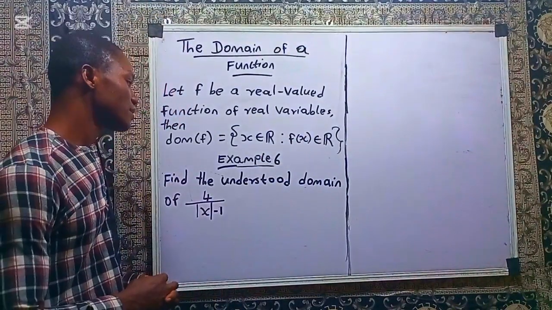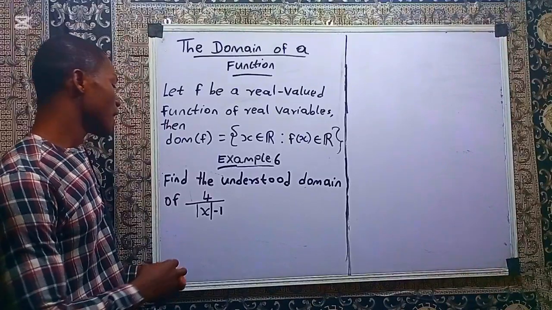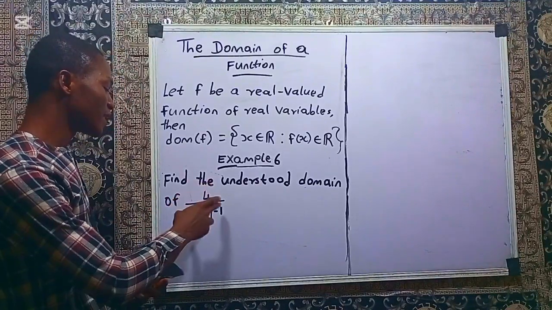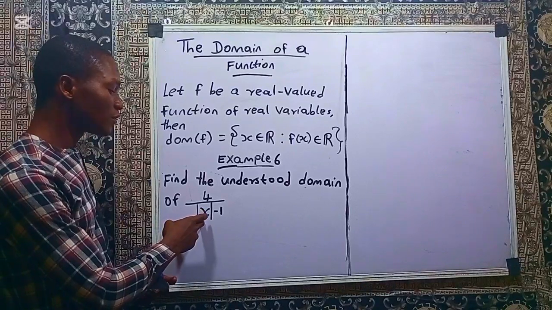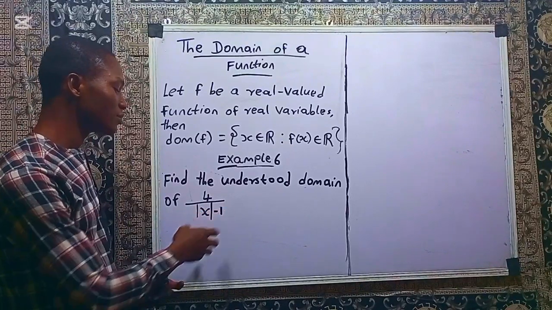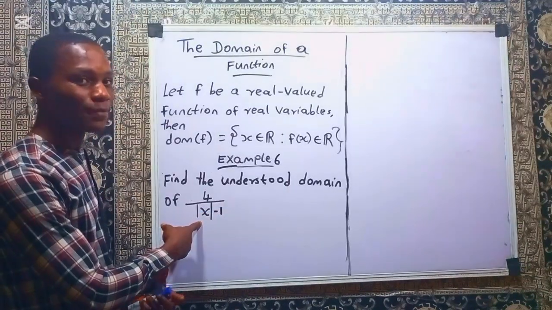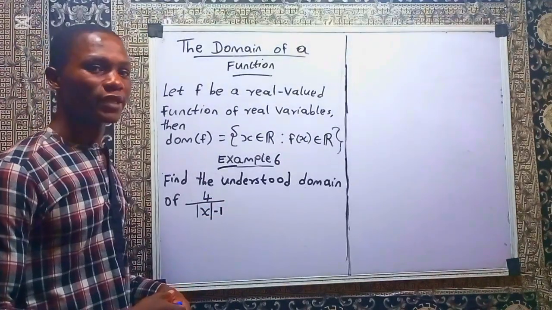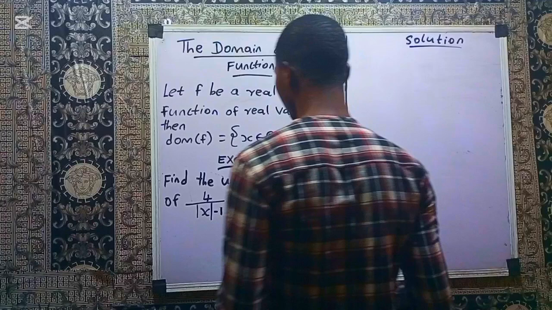So we look at this sixth example. They ask us to find the understood domain of this function 4 divided by modulus of x minus 1, which we can read as the absolute value. That's 4 divided by absolute value of x minus 1. So look at the solution.